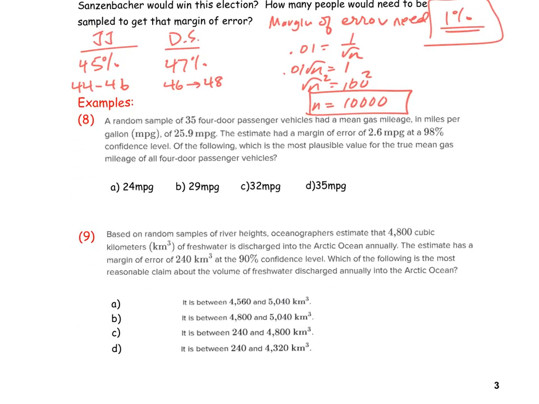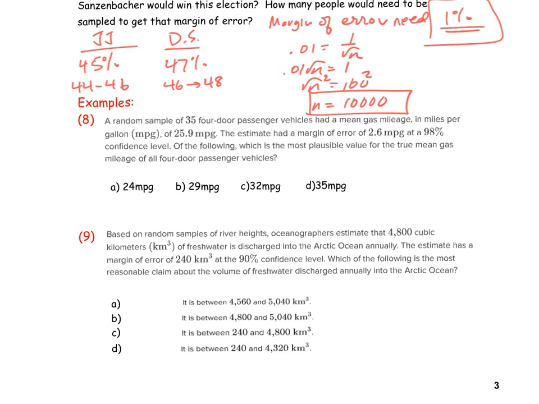All right, number 8, a random sample. So this is an SAT question. You can see by the different font here. A random sample of 35 four-door passenger vehicles had a mean gas mileage of 25.9 miles per gallon. The estimate had a margin of error of 2.6 miles per gallon at a 98% confidence level. Of the following, which is the most plausible value for the true mean gas mileage for all four-door passenger vehicles?